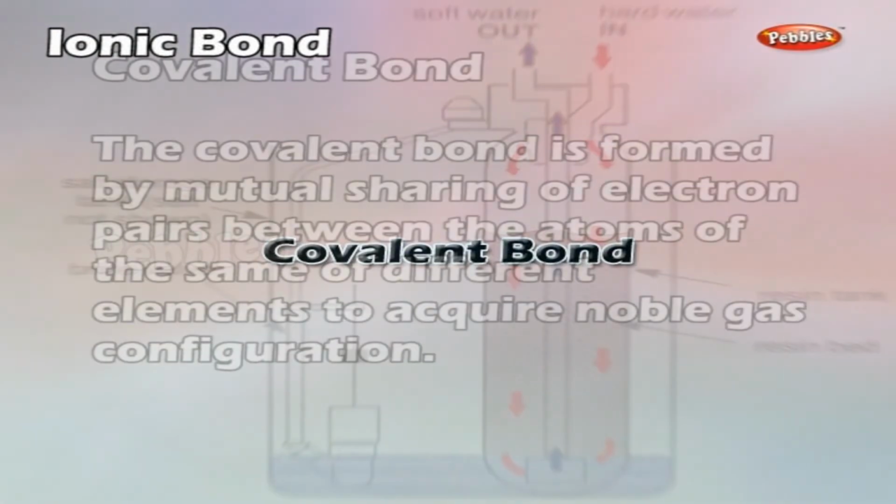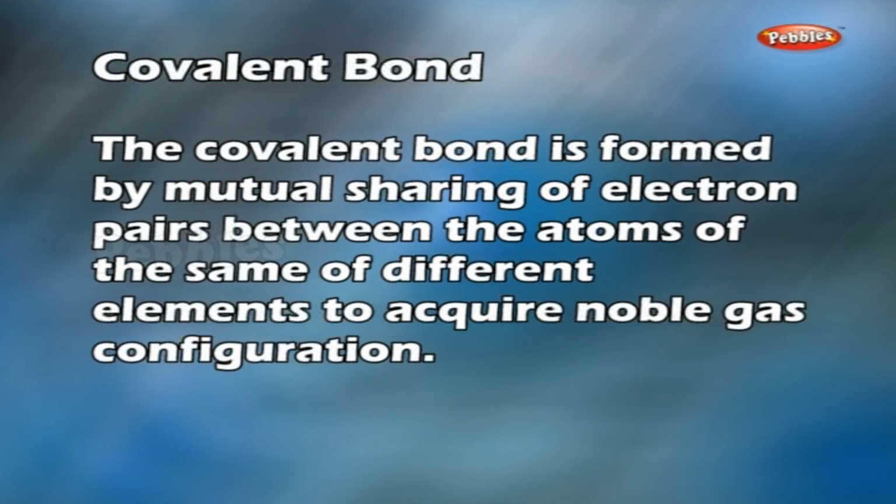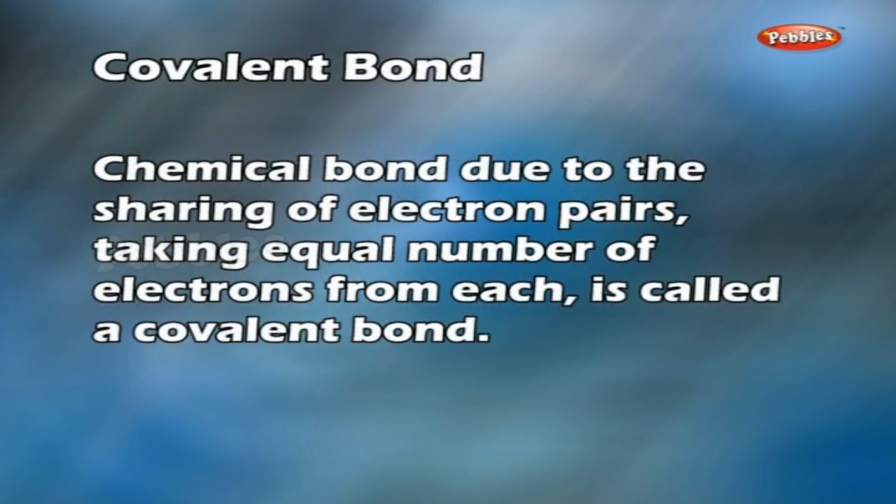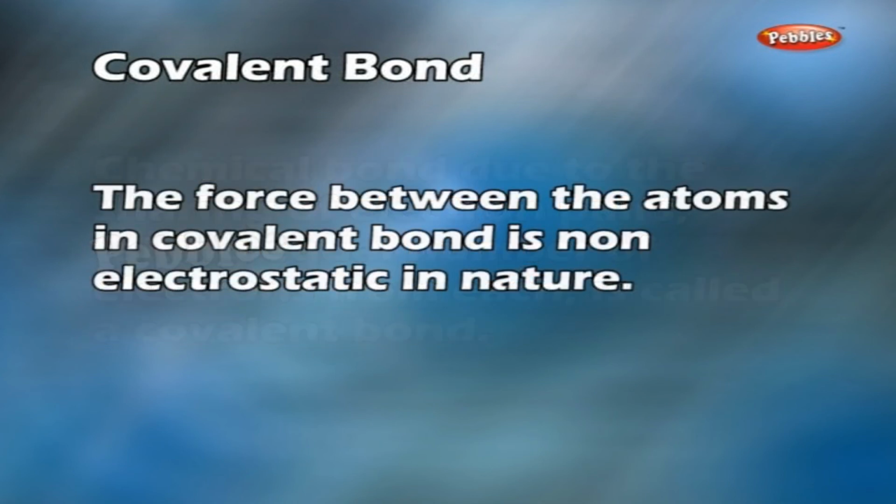Covalent bond. The covalent bond is formed by mutual sharing of electron pairs between the atoms of the same or different elements to acquire noble gas configuration. Chemical bond due to the sharing of electron pairs taking equal number of electrons from each is called a covalent bond. The force between the atoms in covalent bond is non-electrostatic in nature.